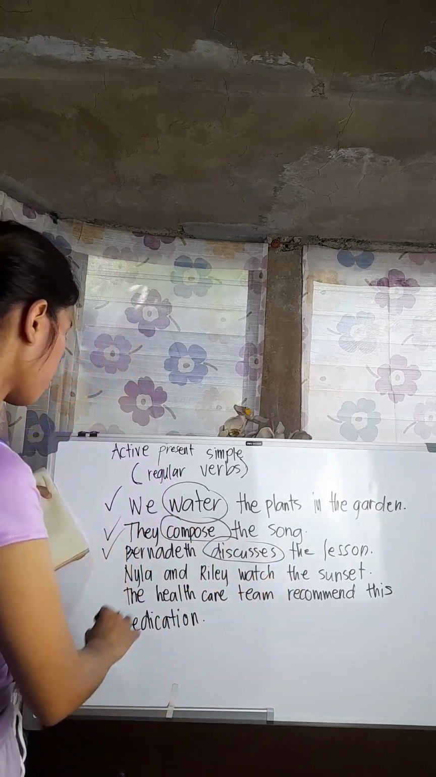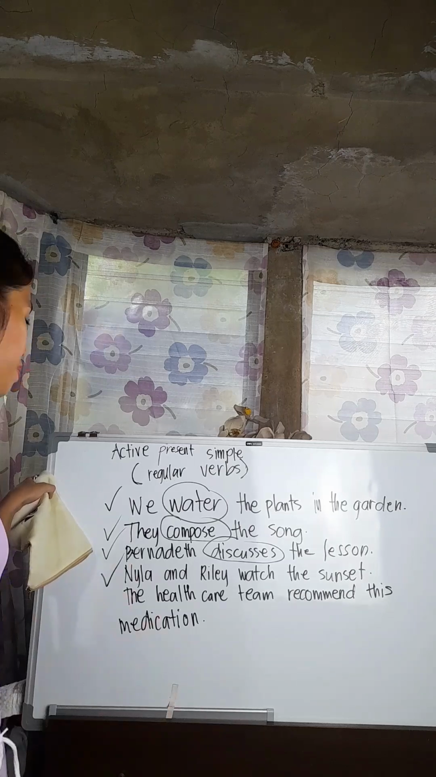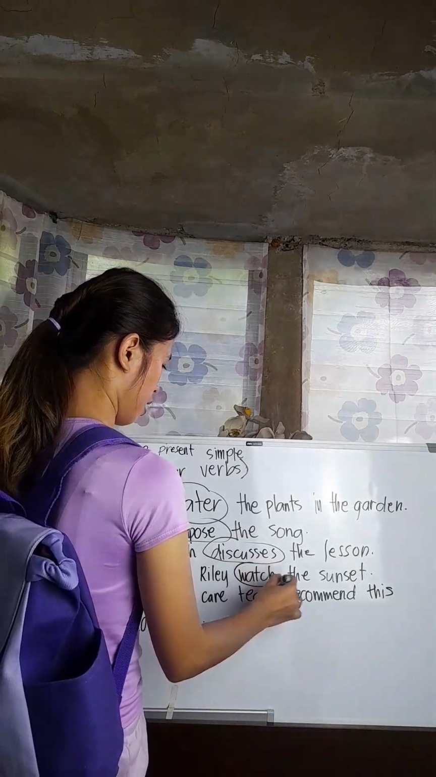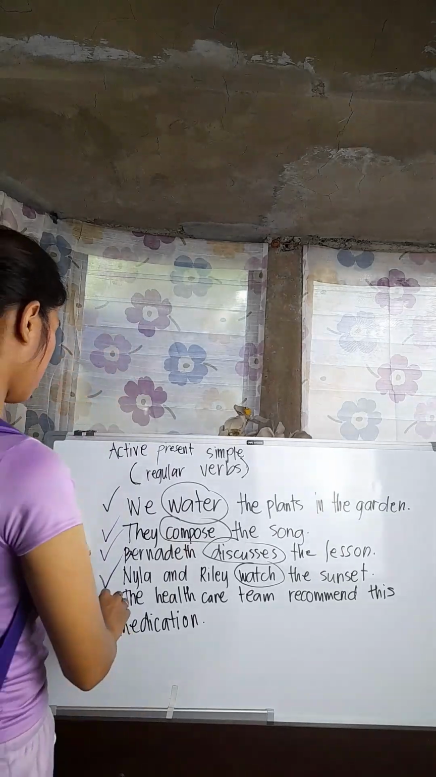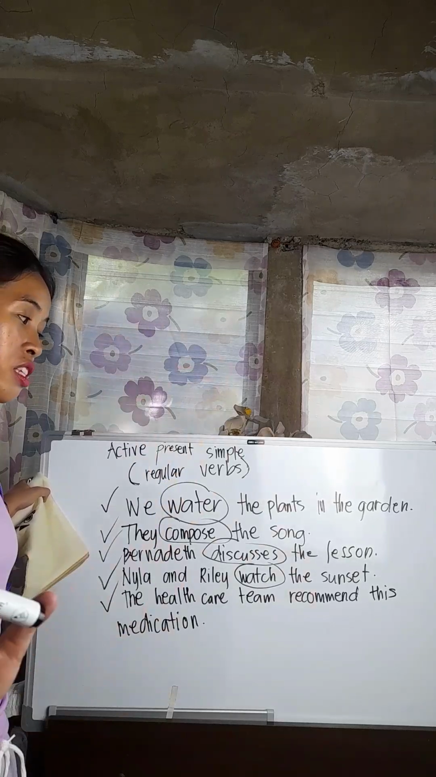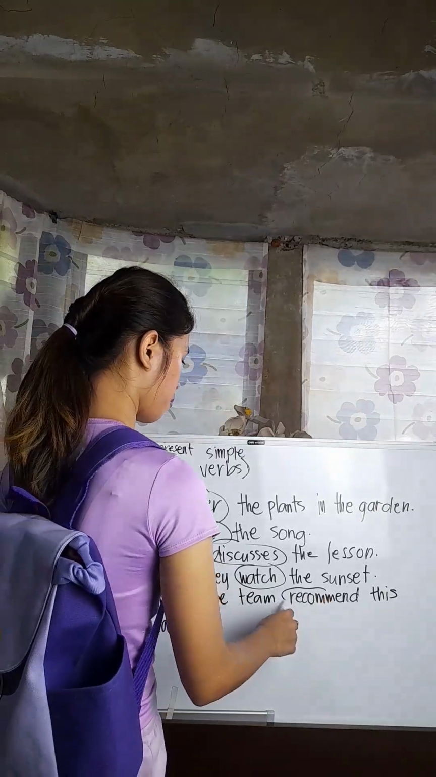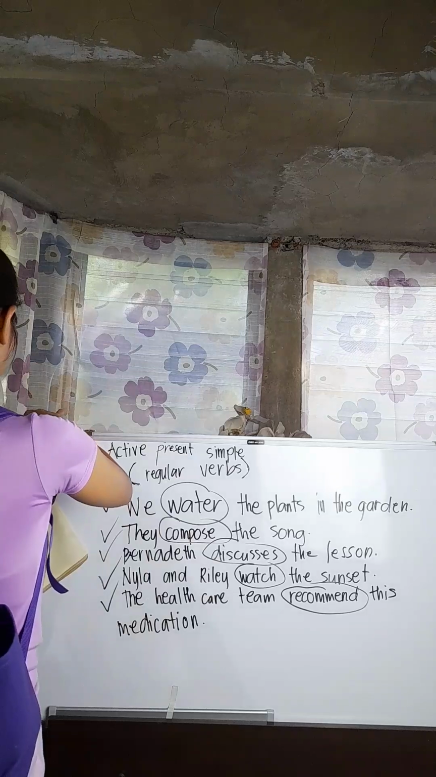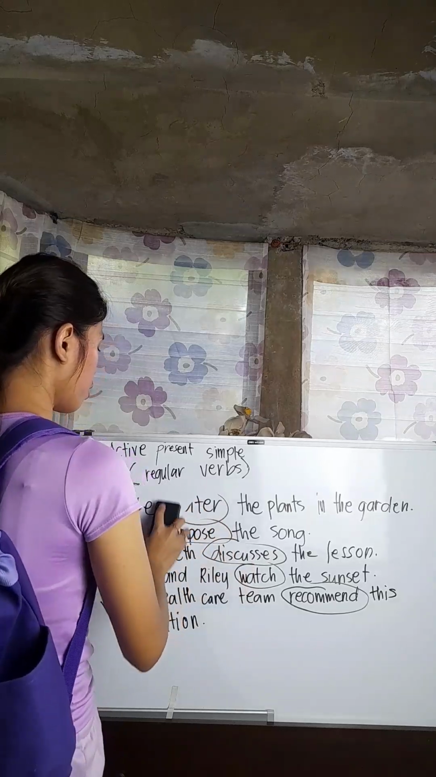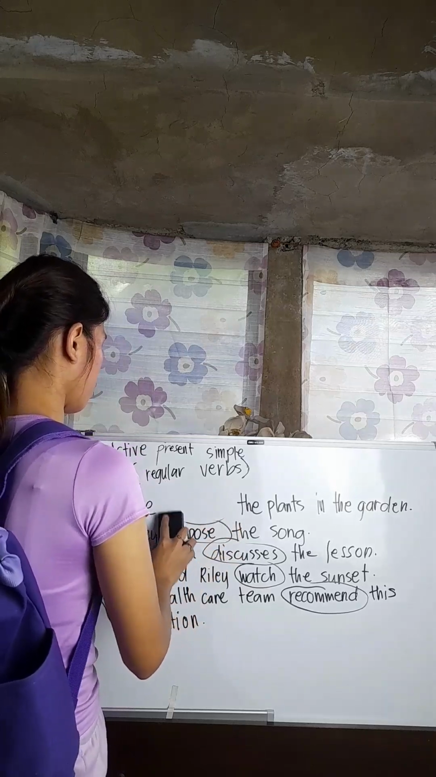Let's encircle it. For the ninth sentence, Nyla and Riley watch the sunset. Nyla and Riley as the subject, watch as the present simple verb. Tenth sentence, which is the last one: the healthcare team recommend this medication. The healthcare team as the subject, recommend as the present simple verb. We will erase it to turn the present simple verb into past simple verb.